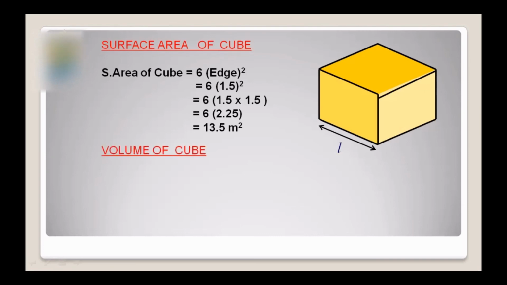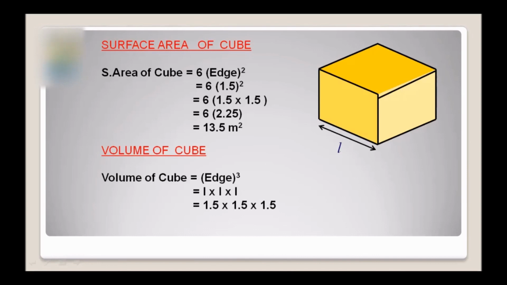The volume of cube. Volume of cube is equal to edge cube, because we know that the formula of volume is length multiply breadth multiply height. But here in cube, we know that all the sides are equal. So we will write length multiply length multiply length. So 1.5 multiply 1.5 multiply 1.5. It will be 3.375 meter cube.